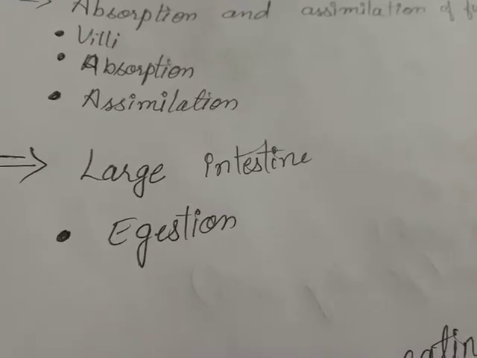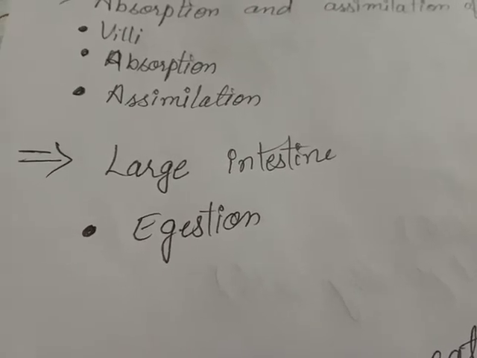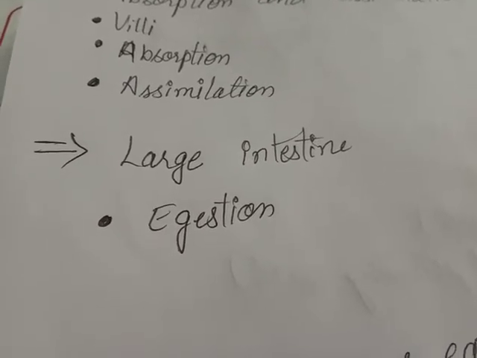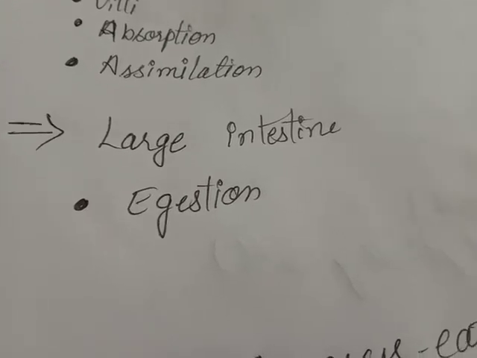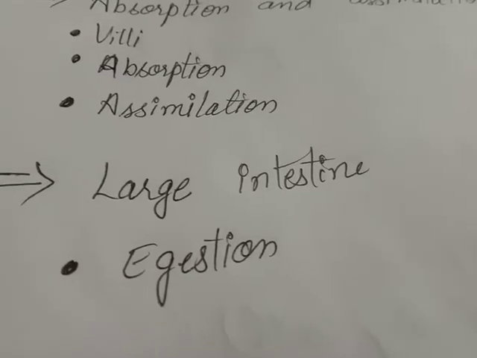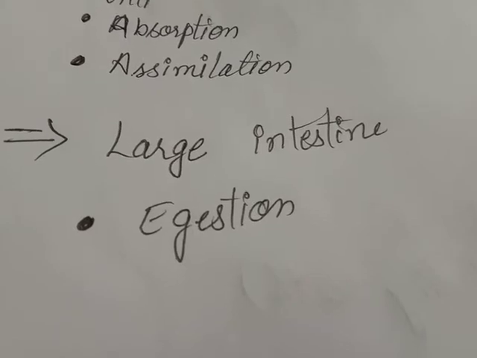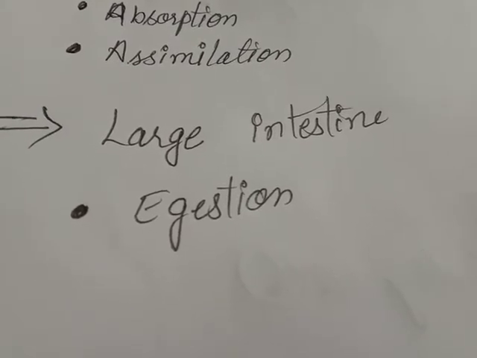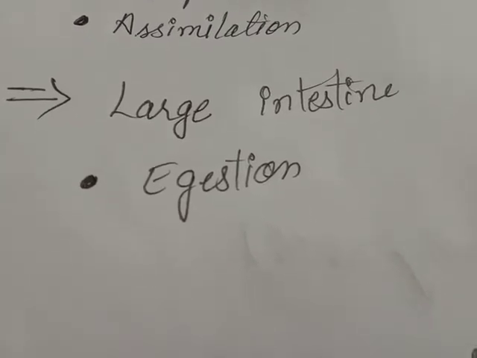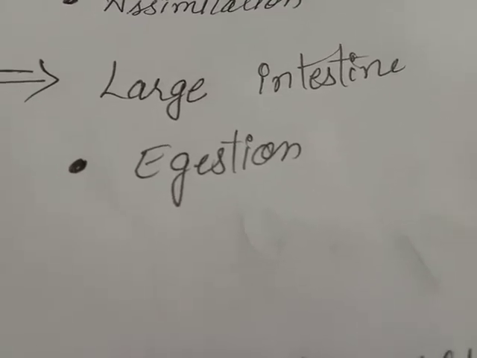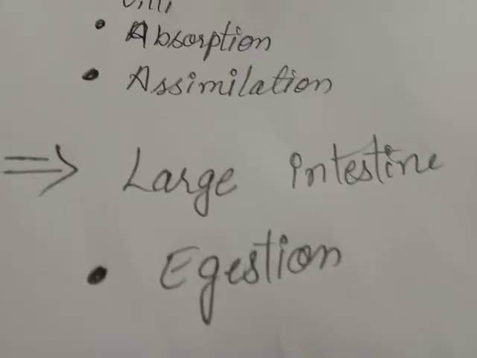Absorption and assimilation of food. The inner wall of the small intestine has finger-like projections called villi. These villi are richly supplied with blood vessels. All the simple substances that are obtained from the food pass into the blood present in the blood vessels. This process is called absorption.